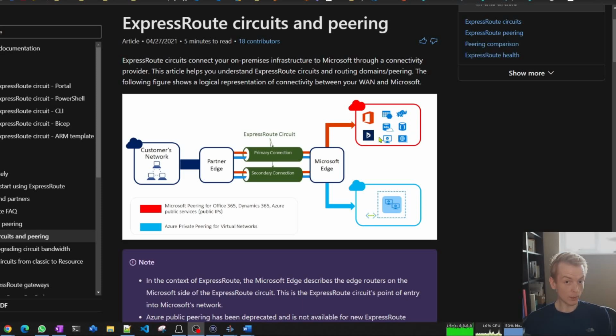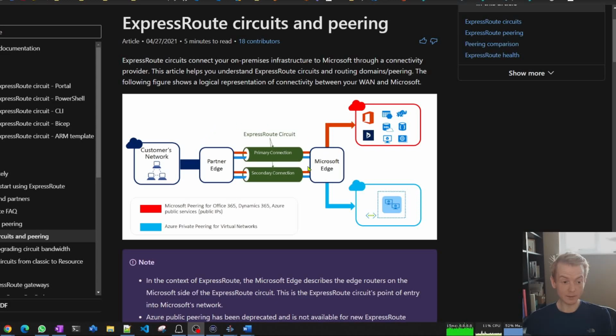A semi-common question that I get is, when I'm planning my ExpressRoute deployment, do I need the red line? How should I think about a possible use case in my business for having the red line? And I think it's a fair question. You want to make sure that you're not missing anything, especially in the early design phases.